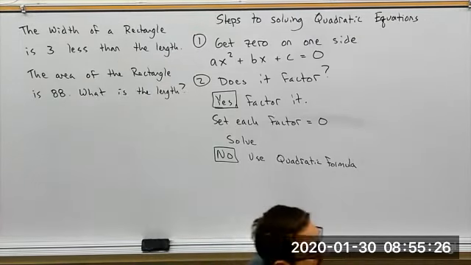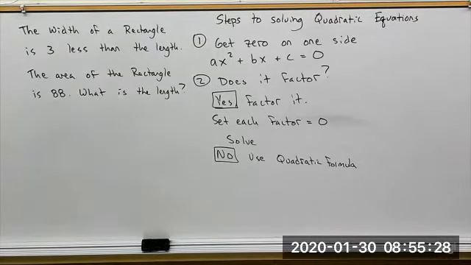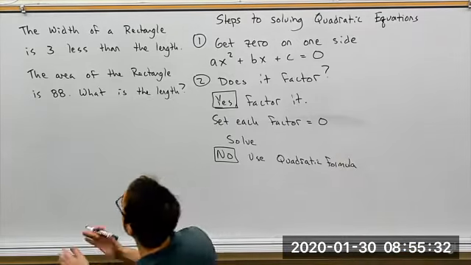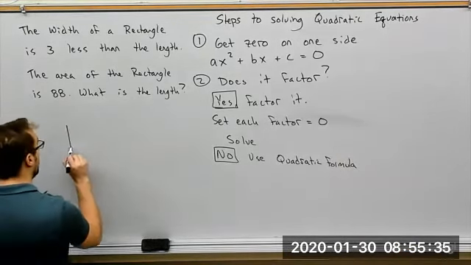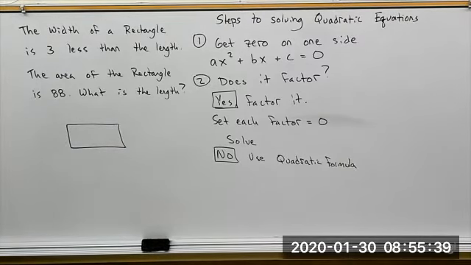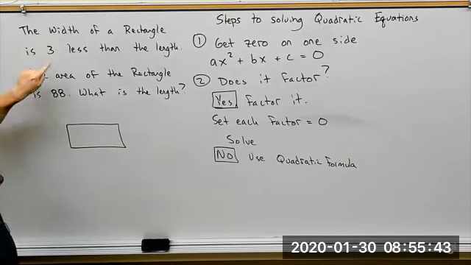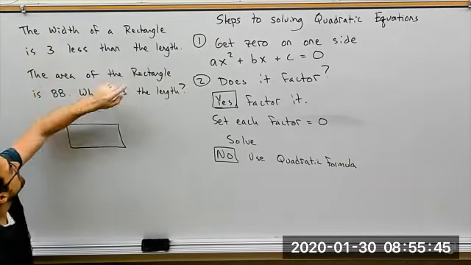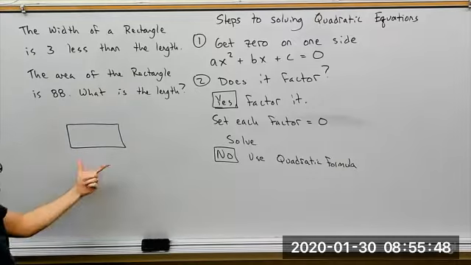Anytime you have a word problem, draw a picture of what you're talking about, no matter how ridiculous it is. It's a rectangle, so draw the rectangle. What do we have on the rectangle? We have the width, and the width is 3 less than the length.